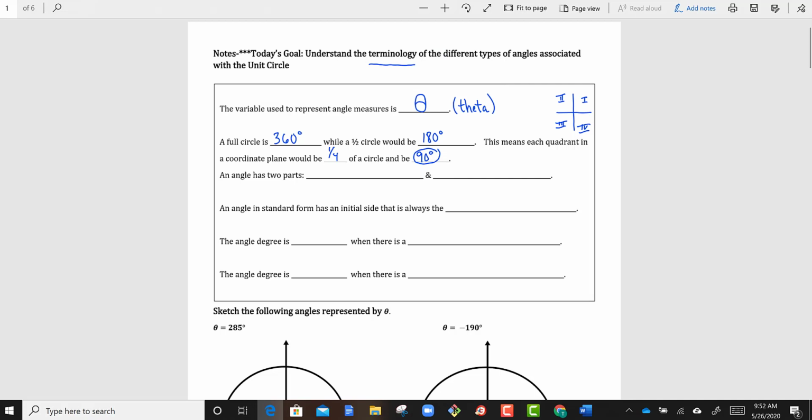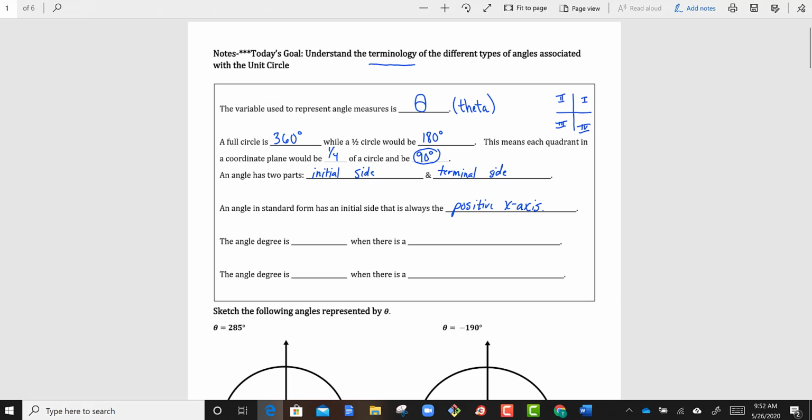An angle has two parts. It has the beginning side, which we call the initial side, and the ending side, which we call the terminal side. An angle in standard form has an initial side that is always the positive x-axis.